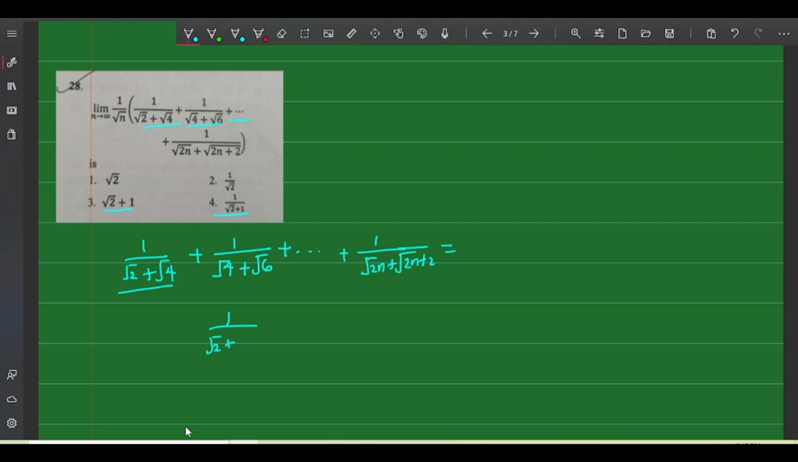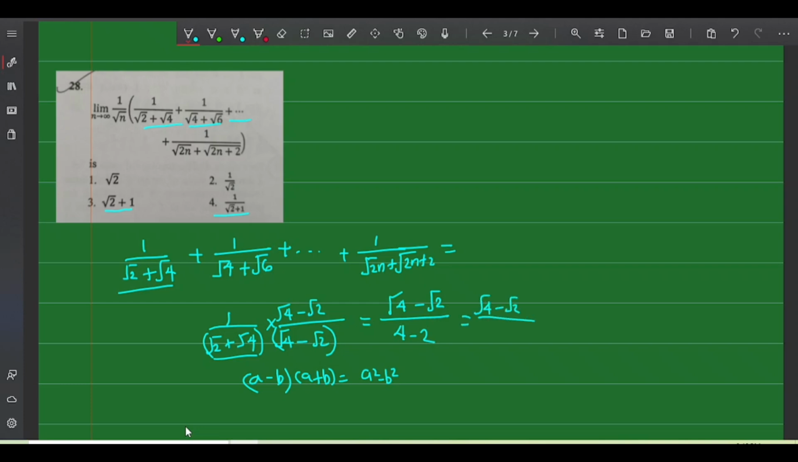1 by (root 2 plus root 4). Now multiply the denominator and numerator by root 4 minus root 2. This is equal to (root 4 minus root 2) by ((root 2 plus root 4) into (root 4 minus root 2)). We know that (a minus b) into (a plus b) is equal to a square minus b square. So here we will get root 4 square minus root 2 square, which means 4 minus 2, and it is equal to (root 4 minus root 2) by 2.